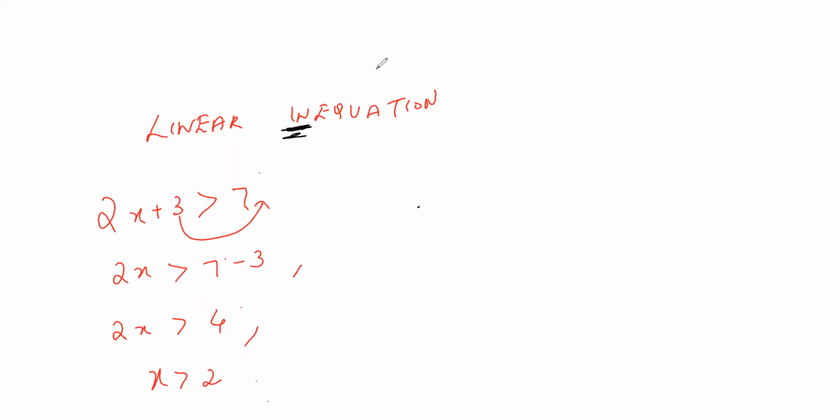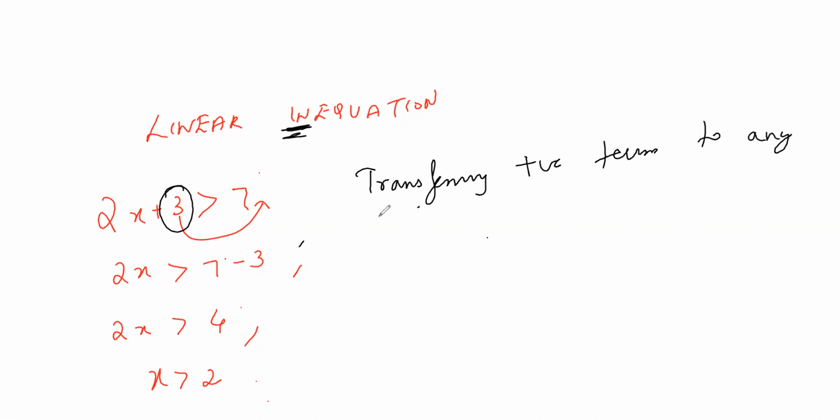What is the rule number 1? Plus 3 is a positive term. Transferring positive term to any side of the linear inequation. That is our rule number 1.